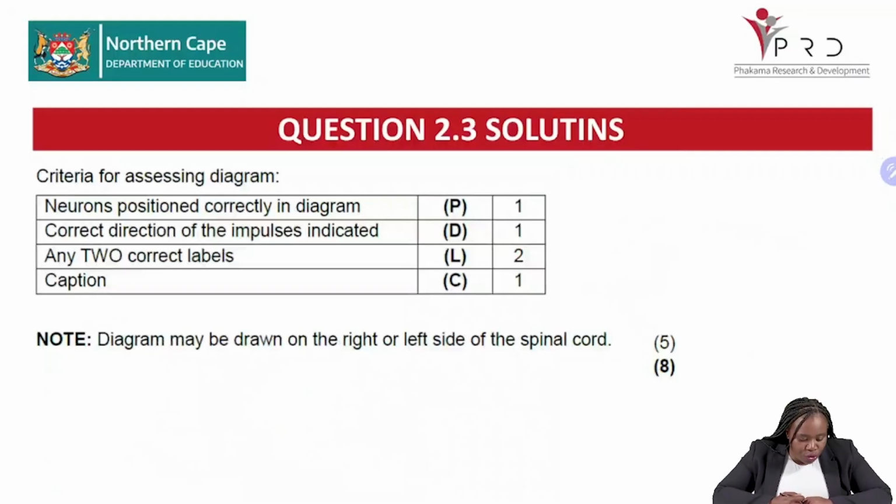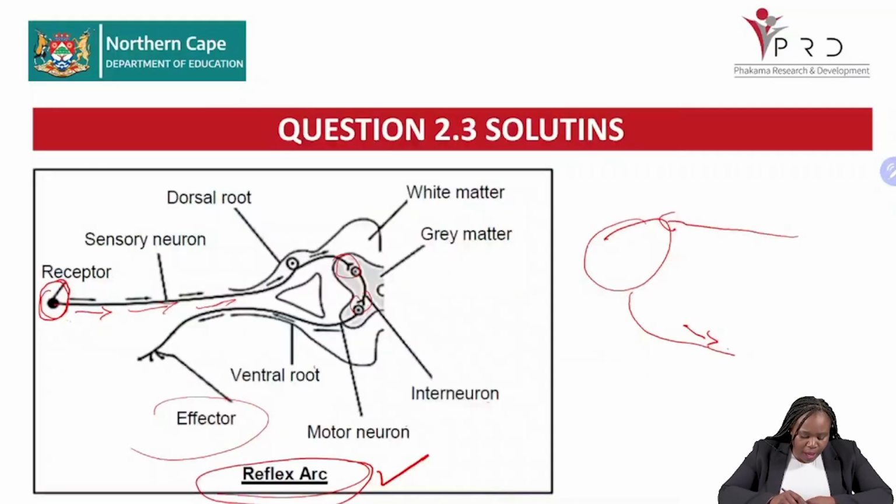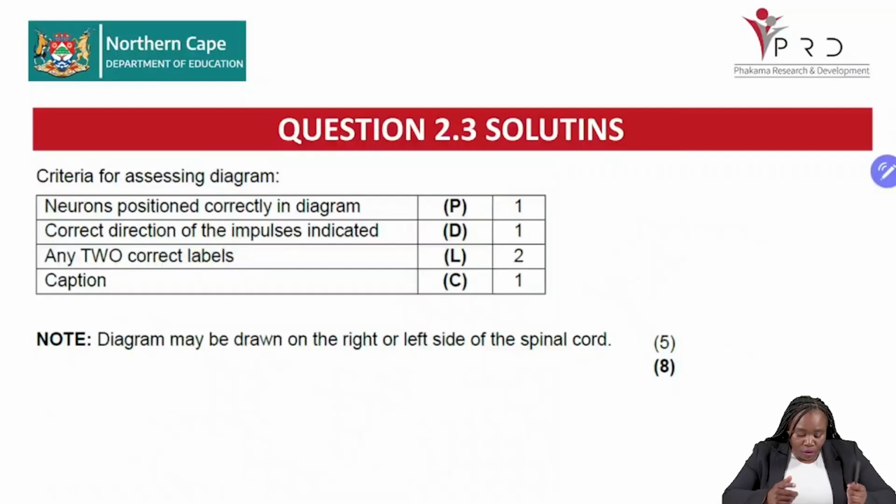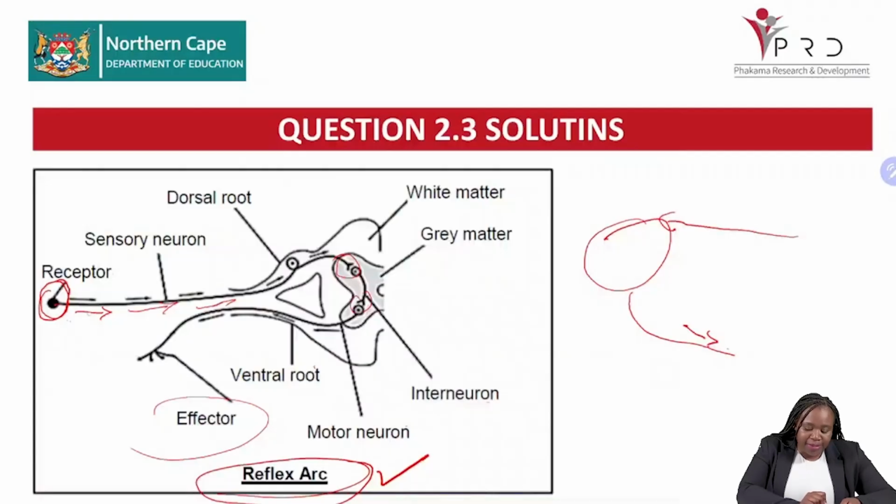The first one says the neurons are positioned correctly in the diagram. Are your neurons positioned correctly? What we mean here is that you should not have your sensory neuron in the ventral root and your motor neuron in the dorsal root. That would mean that your neurons are not placed correctly. Right. And then the second one, the correct direction of impulses. Do you indicate the direction of impulses? Yes, we have indicated the direction here, from the receptor to the brain, from the brain to the spinal cord actually, and then from the spinal cord to the effector, that way.